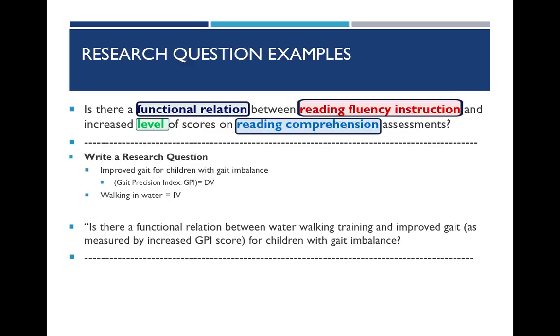So here's a possible research question. Is there a functional relation between water walking training and improved gait as measured by increased GPI score for children with gait imbalance? So in this case, the dependent variable is indicated, the independent variable is defined, the functional relation demonstrates that this will be an experimental design. We're looking for increased GPI scores, and oftentimes people like to include for whom, children with gait imbalance. We're not including that as a critical variable, but it's a nice piece that adds to the precision.